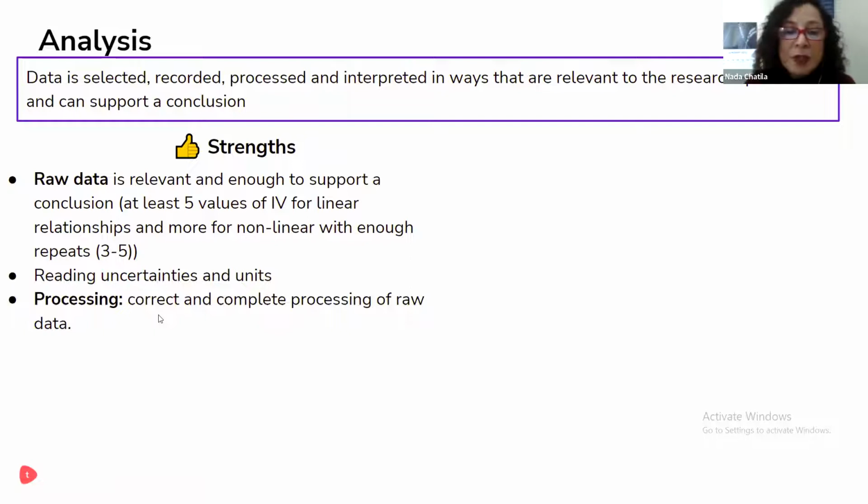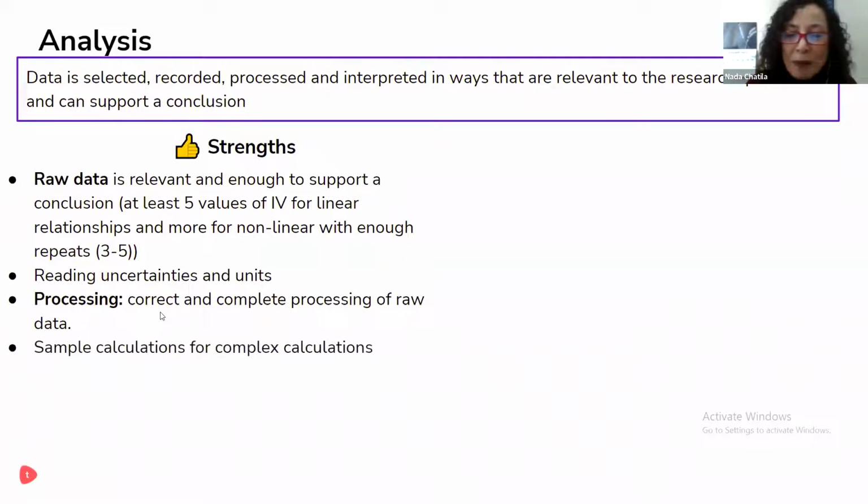With regard to the third descriptor, processing, we need to have a correct and complete processing of raw data. Sample calculations only for complex calculations, because if it's going to be every single calculation, this will affect the focus and the conciseness of the report, and that can affect the communication mark. Now, many students use spreadsheets or Google Sheets to do the calculations. In that case, the students are not required to show the Google formulas or whatever. No, not at all.